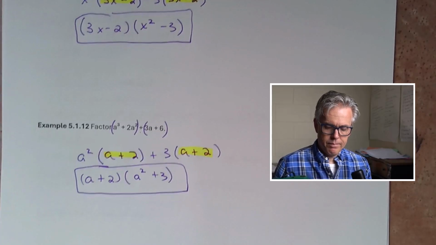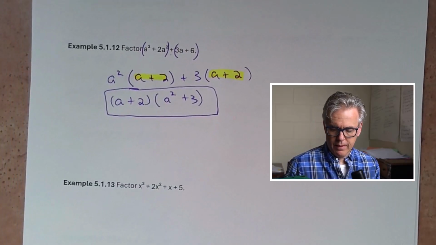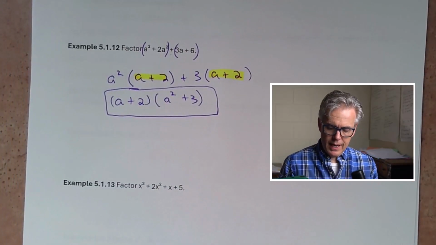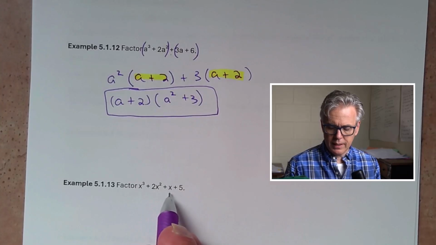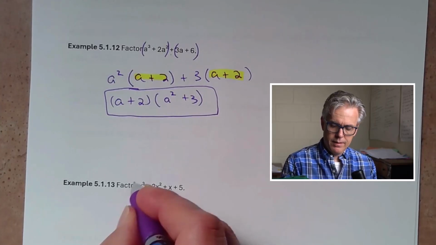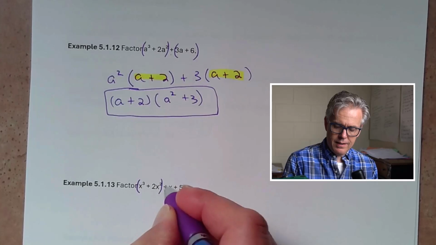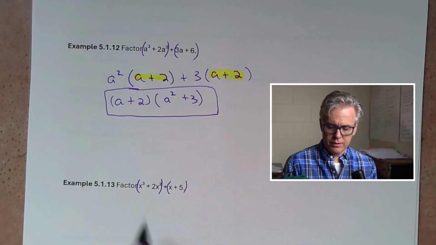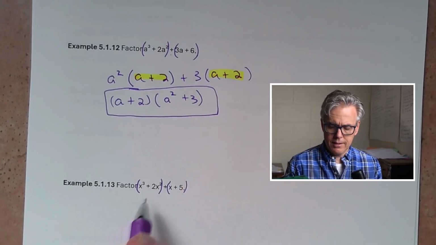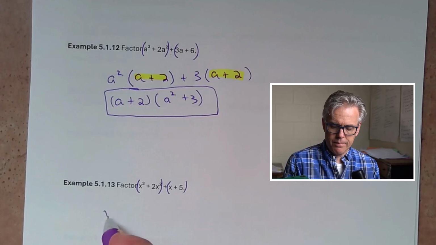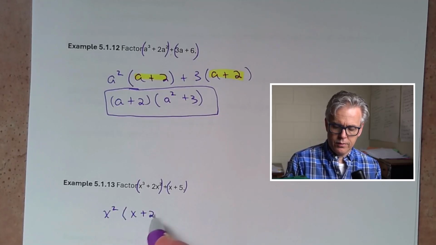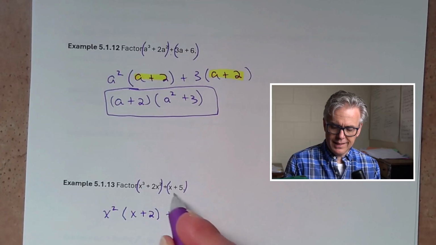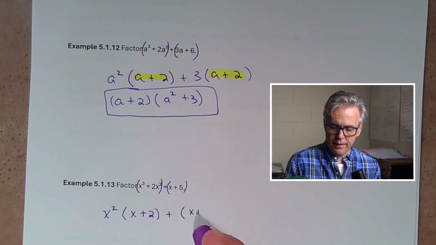Okay. Very similar. How about this one here? x cubed plus 2x squared plus x plus 5. Yeah, let's go ahead and pop a parentheses right in here. I don't have to worry about my signs, which is nice. But what in this first term can I pull out? Good. X squared. And what am I left with? X plus 2. Plus, I can't pull out anything from that one, so that's just an x plus 5.